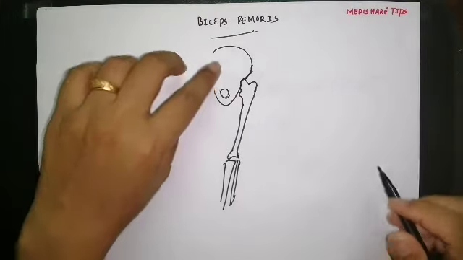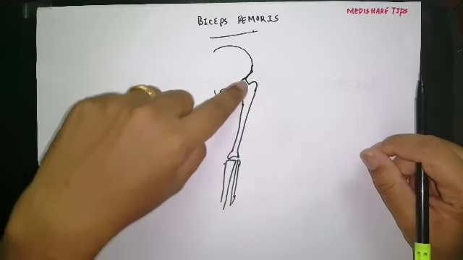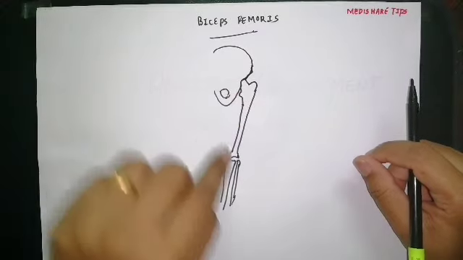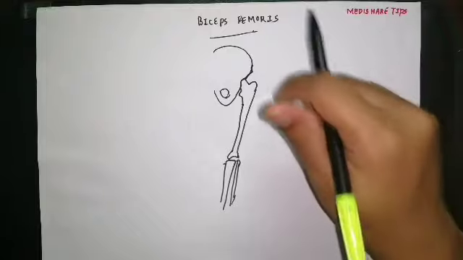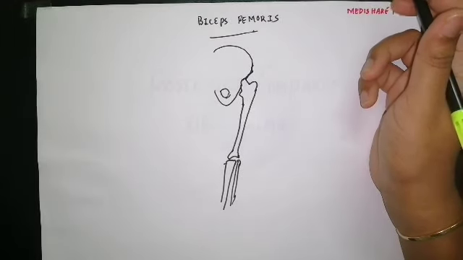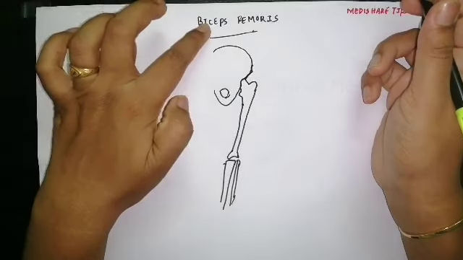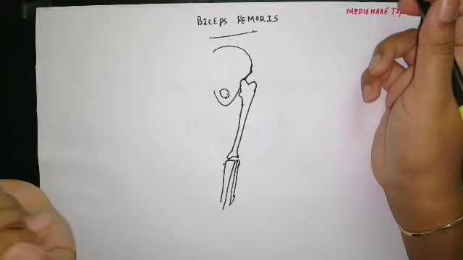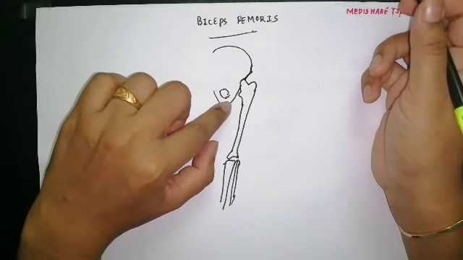So what you see here is the pelvis. This is the ischial tuberosity, and this is the head and neck of femur. This is the greater trochanter, lesser trochanter. This is the tibia. This is the fibula. So we'll describe the origin of the biceps femoris muscle. You should know that the biceps femoris muscle has a long head and a short head. Now the long head of biceps femoris originates from the ischial tuberosity.